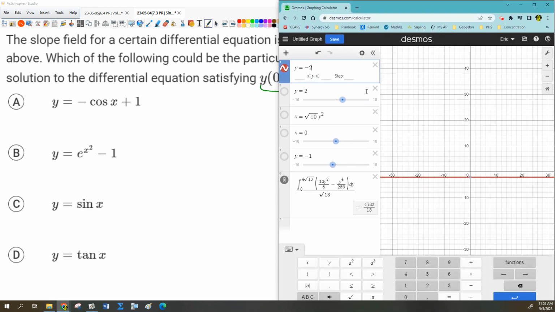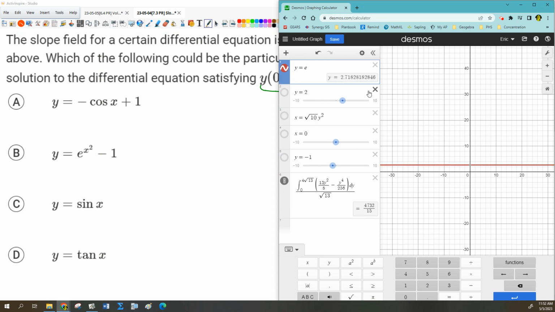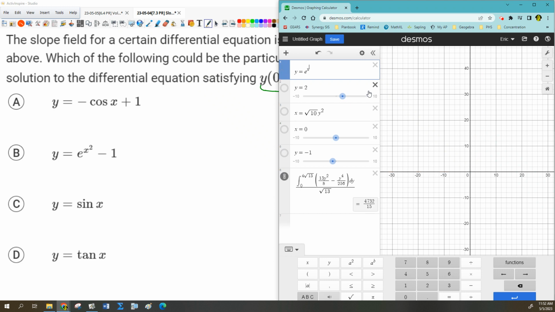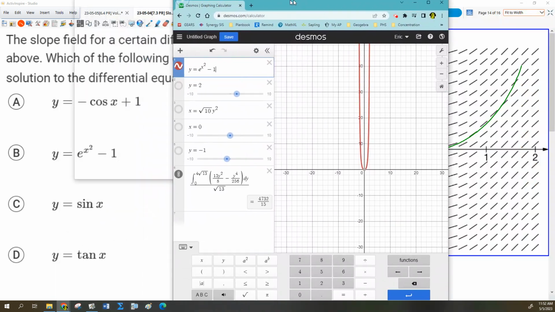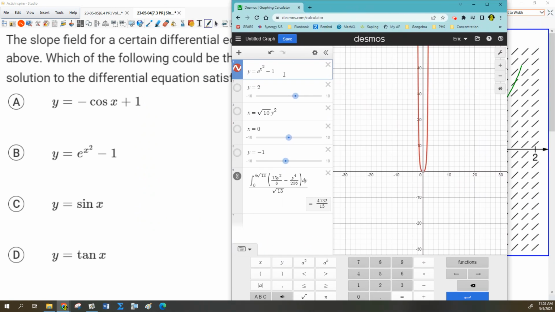If we graph y equals e to the x squared, because that's being squared, look what happens. See, it does that, right? E to the x squared minus 1 does go through the origin. What you'd have to do is maybe look at some slopes too.